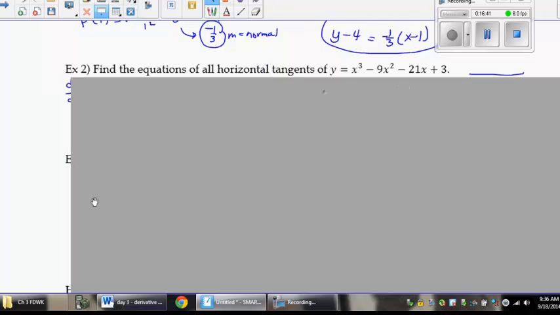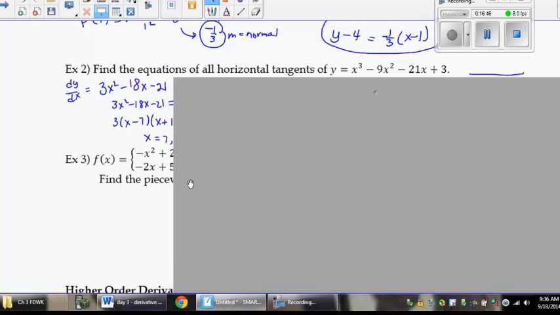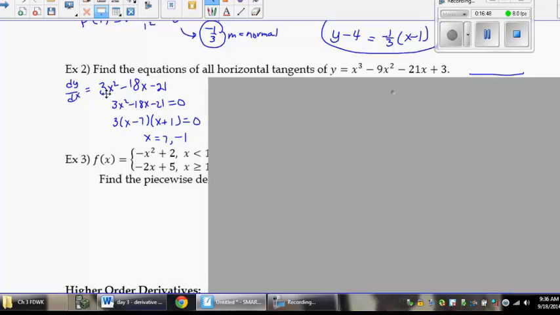So the first thing I did is I took the derivative, which is right about here, and I set it equal to 0. So here's the derivative. Here it is set equal to 0, factored, solve for x. So when x equals 7 and x equals negative 1, this graph has horizontal tangents.